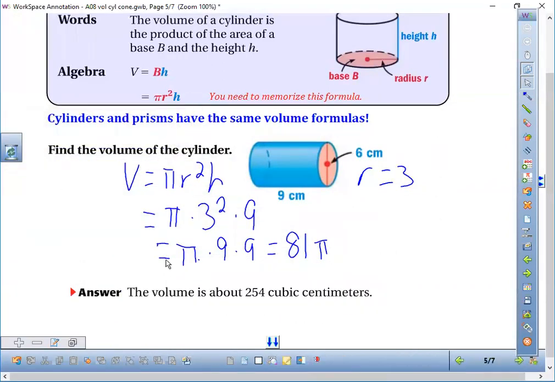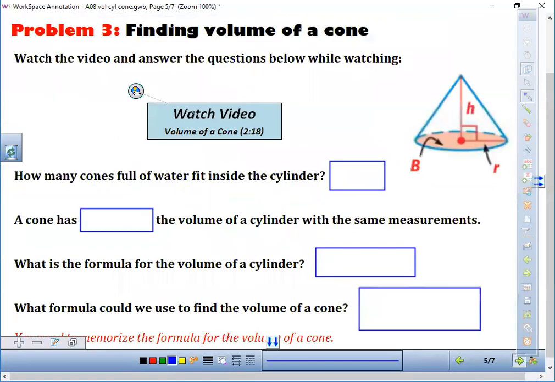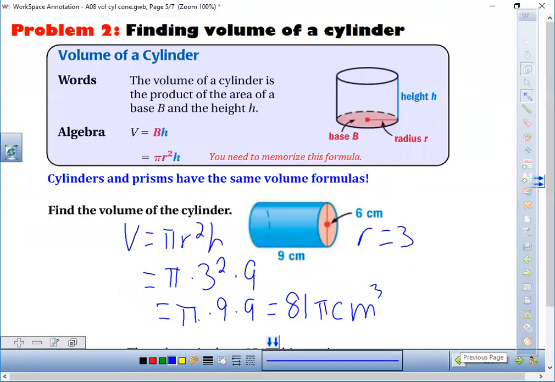So your answer, if you were to multiply that out, would be 254 cubic centimeters. Again, you could write it like this. So next lesson, you'll be learning about volume of a cone, but that is how you find the volume of prisms and cylinders.